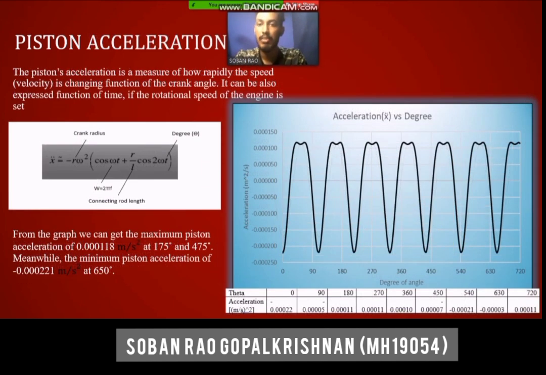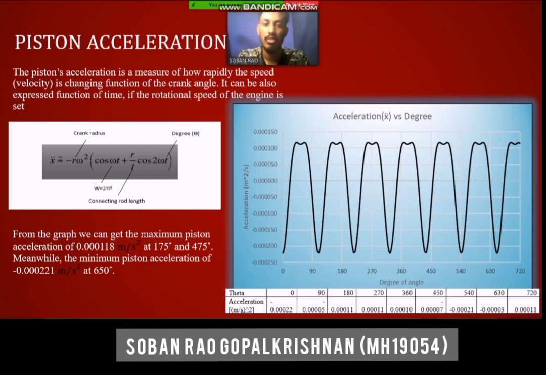So next we will see the piston acceleration. The piston acceleration is a measure of how rapidly the speed is changing as a function of the crank angle. It can also be expressed as a function of time if the rotational speed of the engine is set. We can use this formula to find the acceleration of the piston. The same, R stands for the crank radius, T stands for the degree, W stands for 2 pi frequency, and L stands for the connecting rod length.